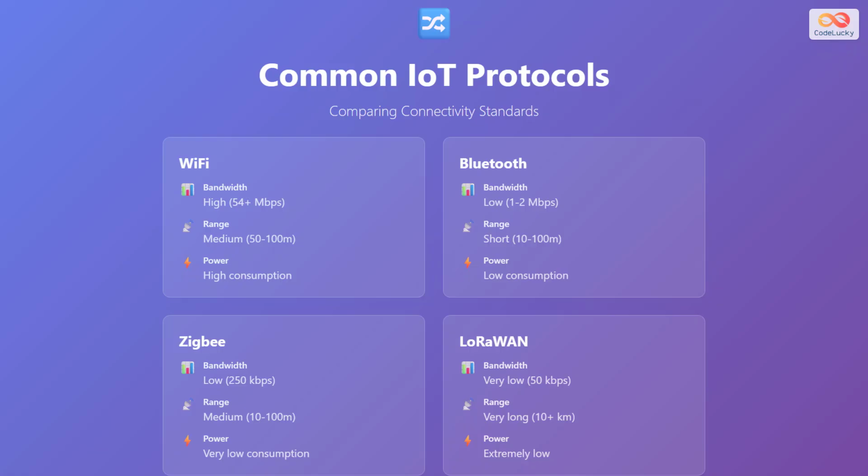Cellular networks, including 4G and 5G, provide wide area coverage. They work wherever your phone has signal. Cellular connections offer high bandwidth and excellent range, reaching across cities and countries. The trade-off is higher power consumption and potentially higher costs due to service subscriptions. Cellular is ideal for IoT applications that need reliable, nationwide connectivity, like fleet tracking and remote monitoring systems.